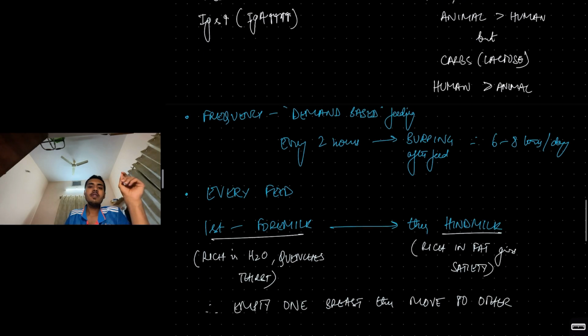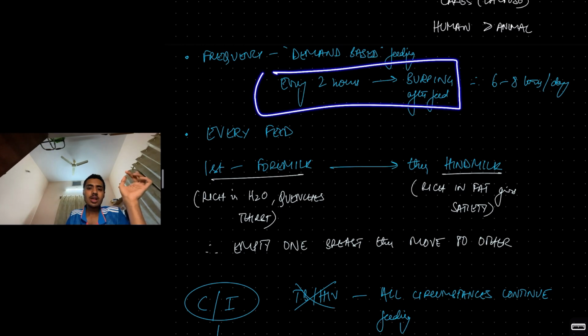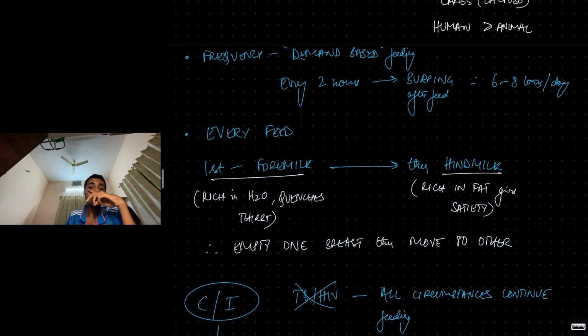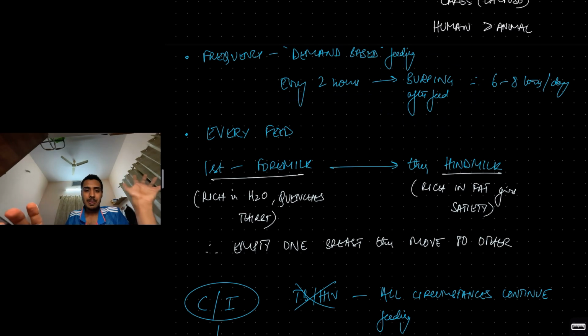How often will you feed the baby? Frequency of feeding. You will do demand based feeding. That is, every 2 hours you will feed the child, and you will keep breastfeeding until the baby burps. So every 2 hours until burping, you will keep feeding. So approximately 6 to 8 times per day. Obviously, at night time you won't feed, but 6 to 8 times per day, 6 into 2, 8 into 2, 12 hours or 16 hours, that's the waking hours. So every 2 hours, burping after feed, you will do demand based breastfeeding.